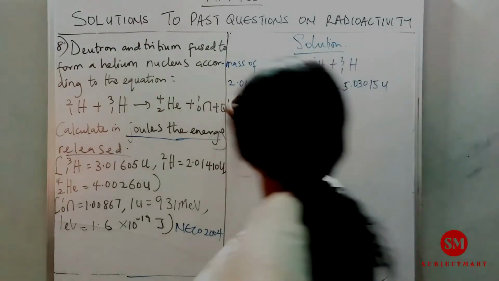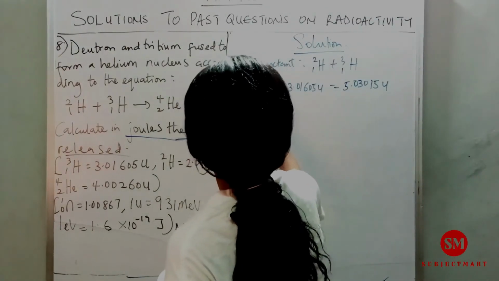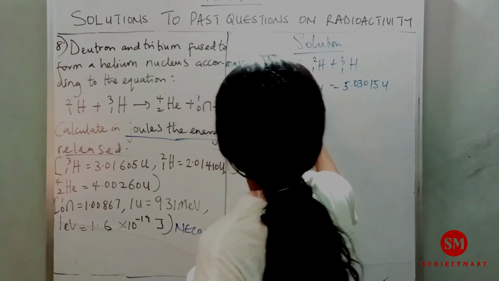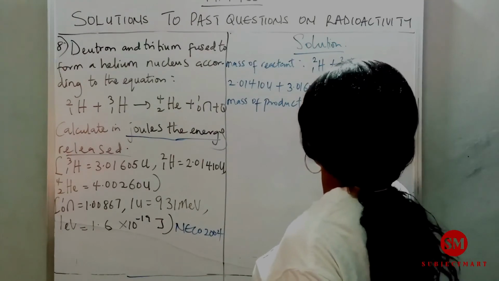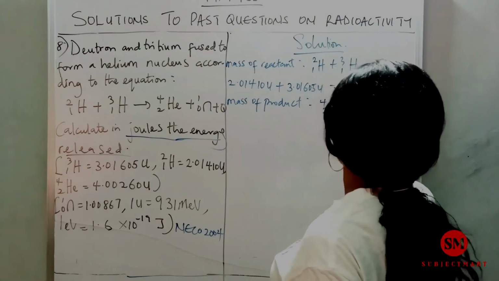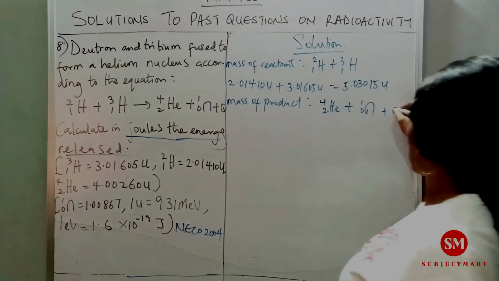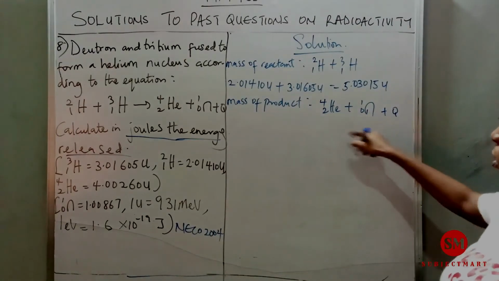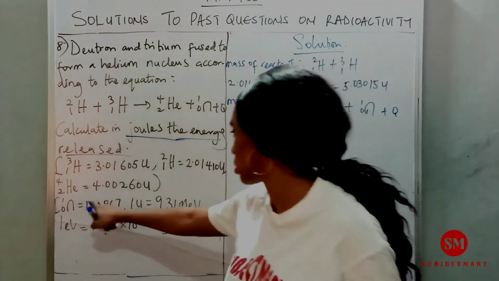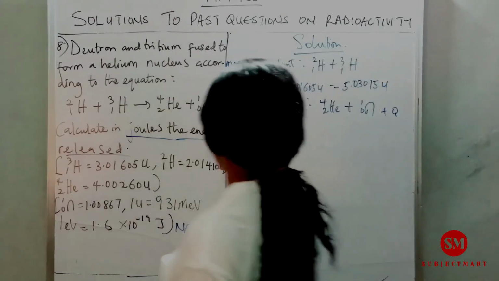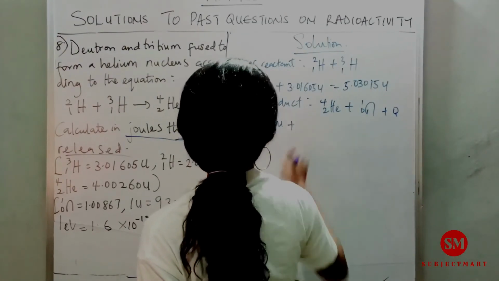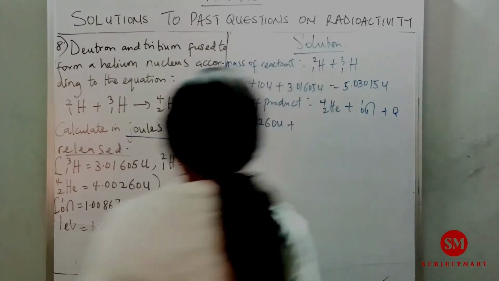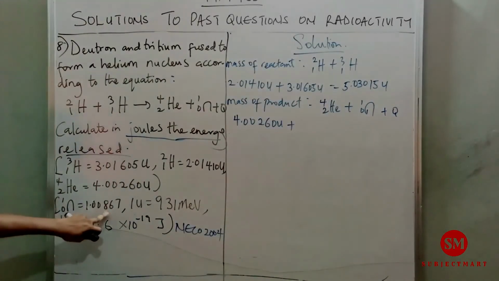So we go ahead and do that for the product. Here is the product. We have 4 over 2 helium plus 1 over 0 n. So what we are looking for is the mass of the product. The 4 over 2 helium has been given as 4.00260, plus the neutron, which is 1.00867.